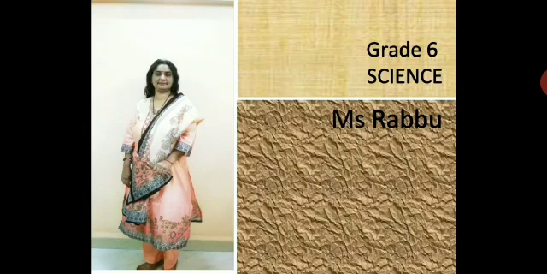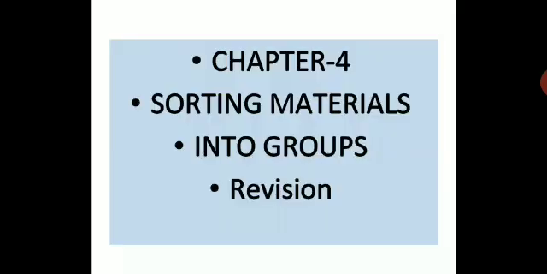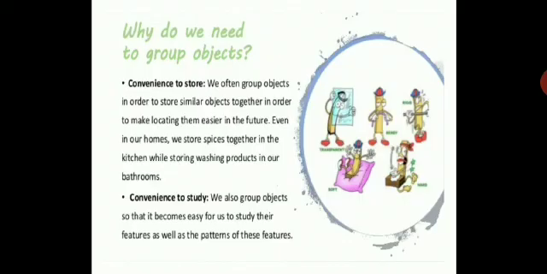So today let us see what we are going to do. We are going to start with a revision session of chapter 4, sorting materials into groups. Let us see what we have done in our previous session. Objects are made up of so many materials. So why do we need to group objects? Here we have learned, if you have already taken down notes, you need not write, you just go through the video. It is a revision session, children, for you to clear your concepts.